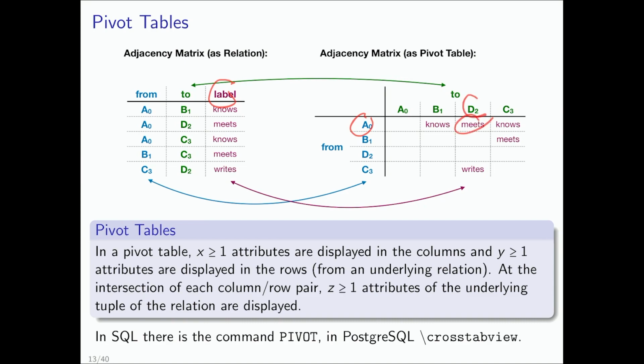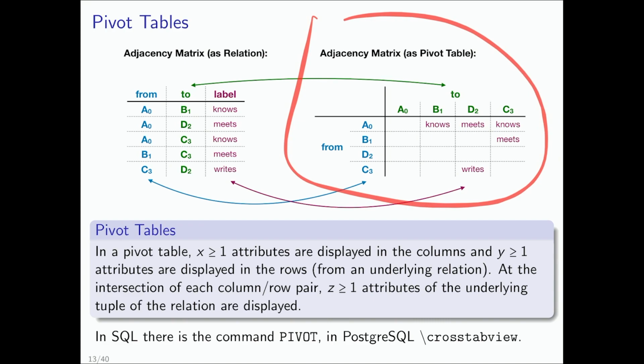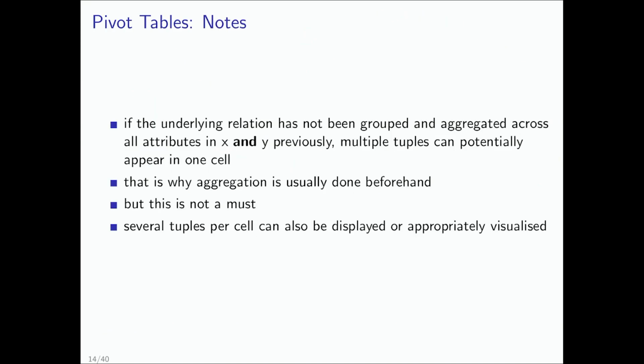So here's a definition of that. You have at least one attribute displayed in the columns, at least one attribute displayed in the rows from an underlying relation. And at the intersection of each column and row, so one of these cells, there's at least one attribute of the underlying tuple of the relation being displayed. That's what we call a pivot table. But the data underneath is still relational, so there's no difference whatsoever. So bottom line, an adjacency matrix can be modeled as a relation. So with that, you can model a graph.